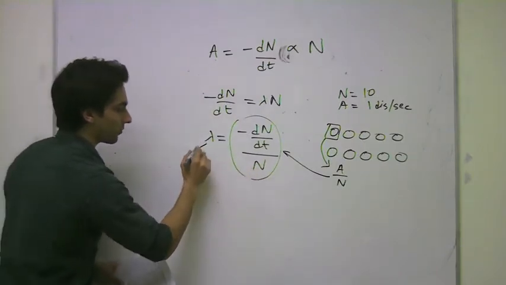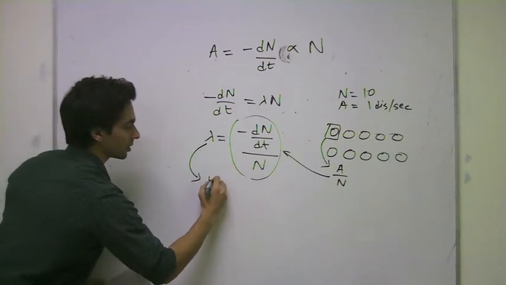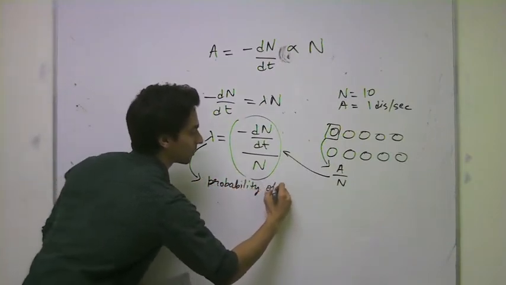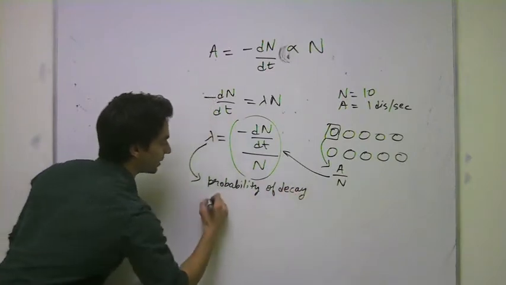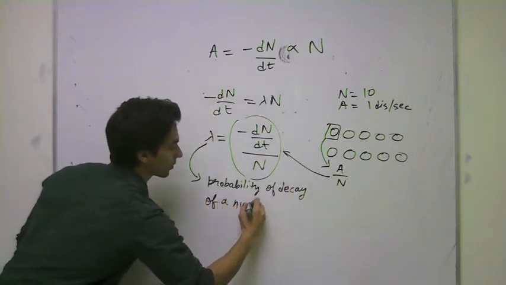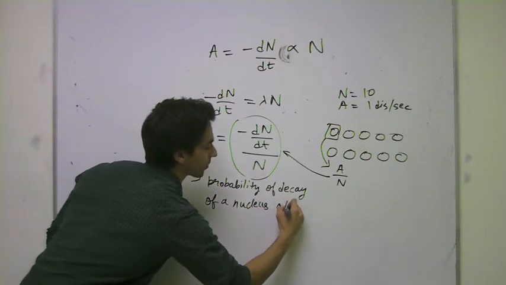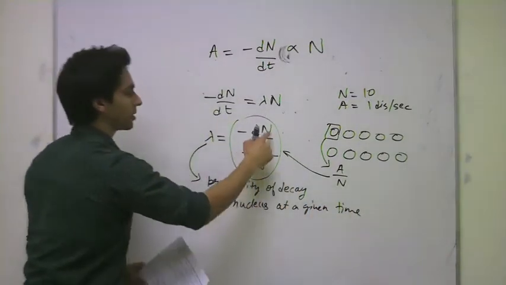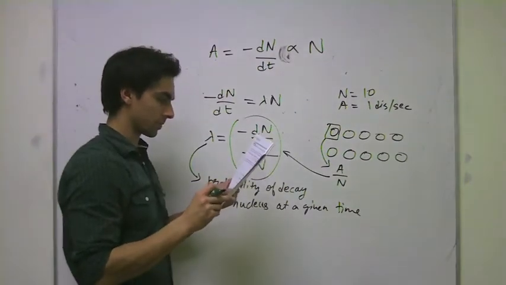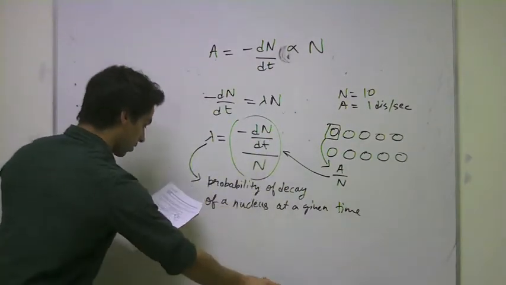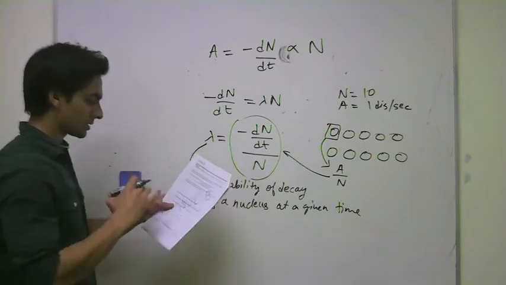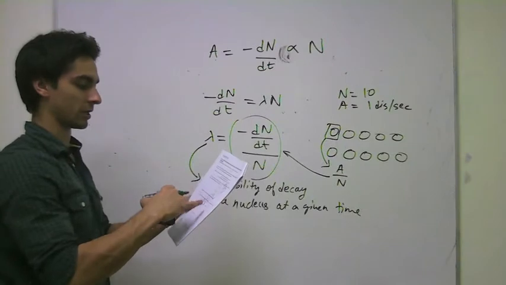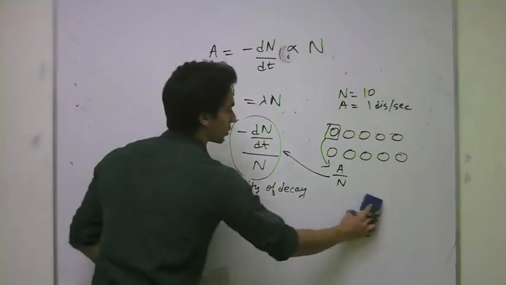So therefore the definition of lambda is the probability of decay of any nucleus at a given time. And how do you calculate lambda? It will be the activity divided by the number of nuclei. From here on you can see this is bolded over here. The decay constant is defined as the probability of decay of a nucleus per unit time.